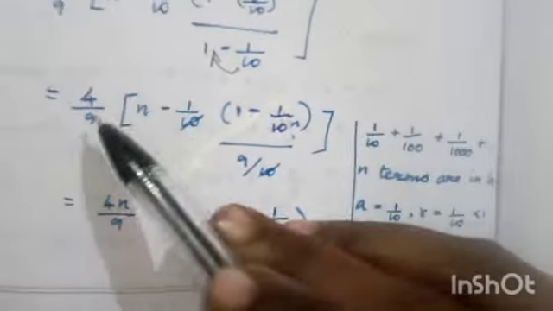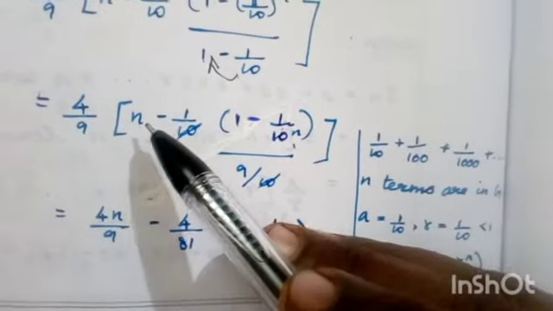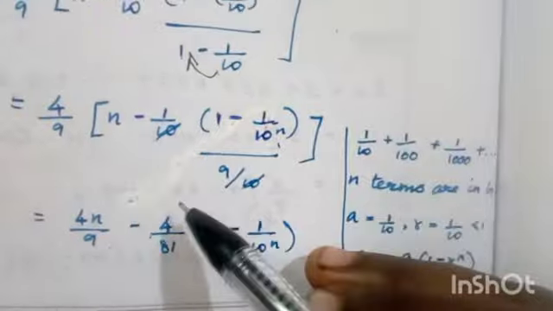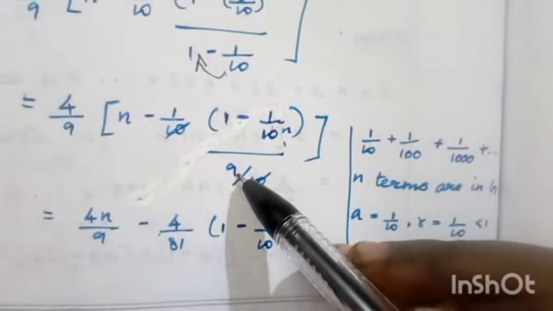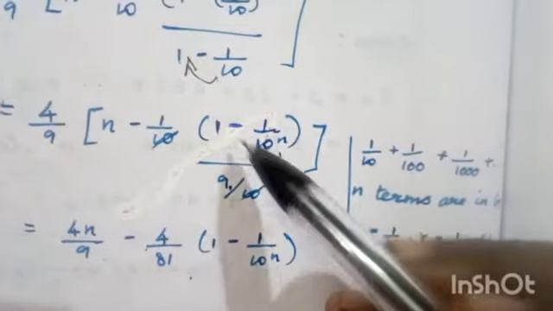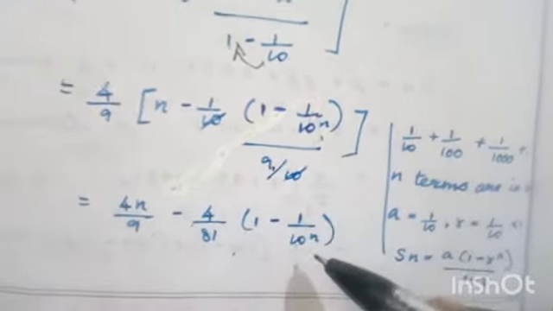So now this 4 by 9, take inside, that is 4 by 9 into n, 4n by 9, minus 4 by 9 times 1 by 9, denominator outside, one here, 1. So 9 9s are 81, 4 by 81 into (1 minus 1 by 10 power n).